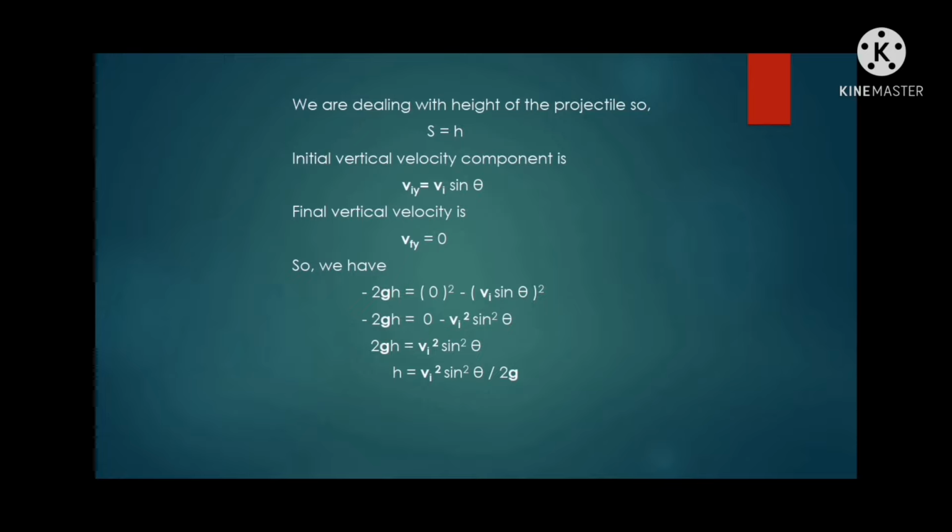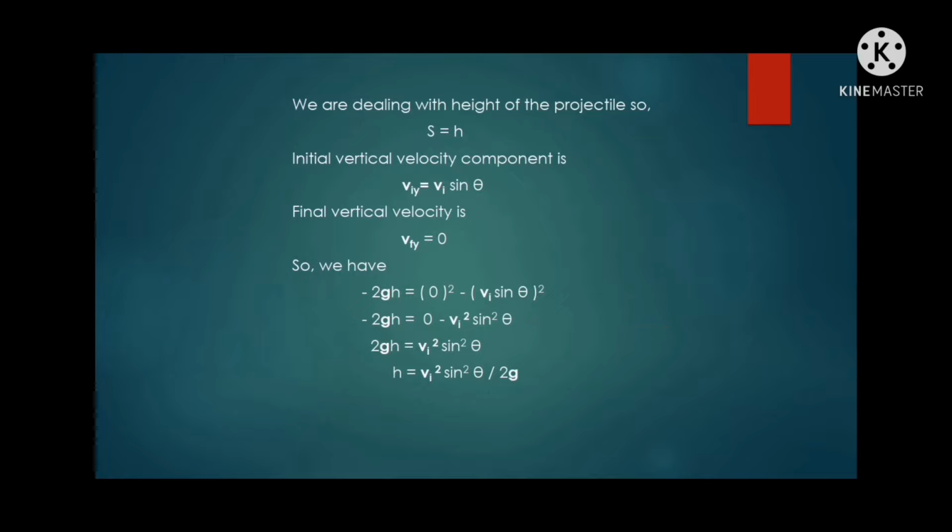Now, putting all these changes into this equation, we have minus 2gh is equal to 0 square minus Vi sin theta square. In the next step, we shall have minus 2gh is equal to 0 minus Vi square sin square theta.